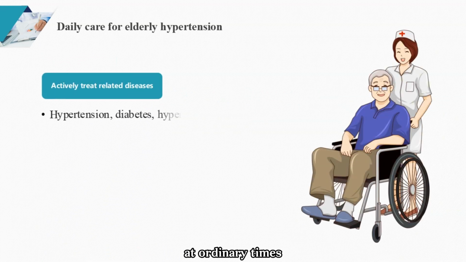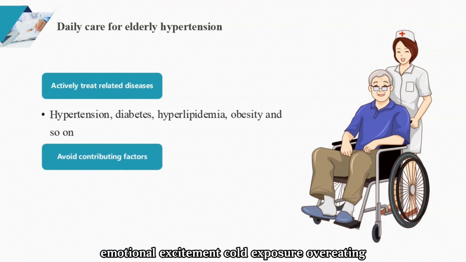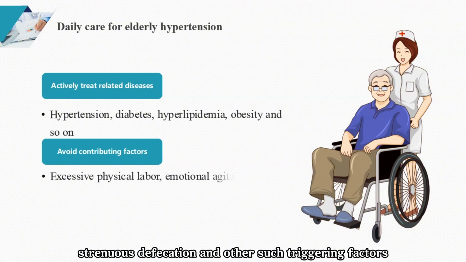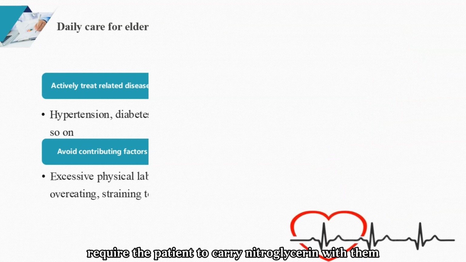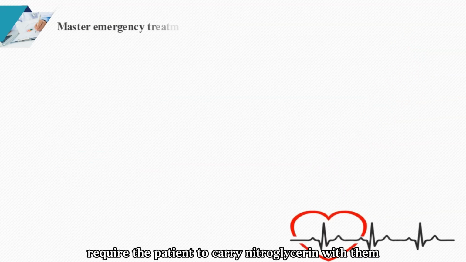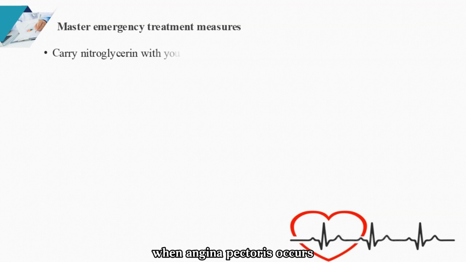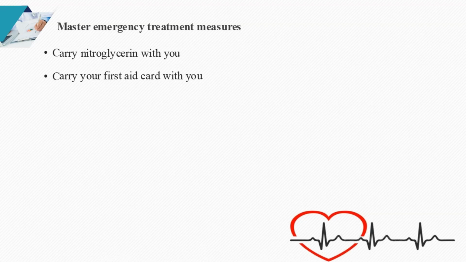At ordinary times, it is necessary to avoid excessive physical labor, emotional excitement, cold exposure, overeating, strenuous defecation, and other such triggering factors. Teach the patient to master emergency treatment measures. Require the patient to carry nitroglycerin with them, and when going out alone, carry an emergency card. When angina pectoris occurs, rest on the spot and immediately take nitroglycerin sublingually.